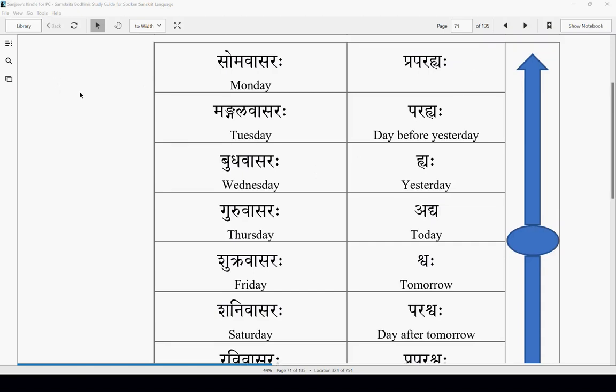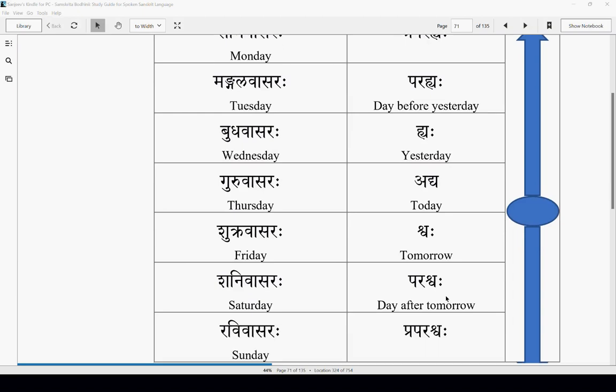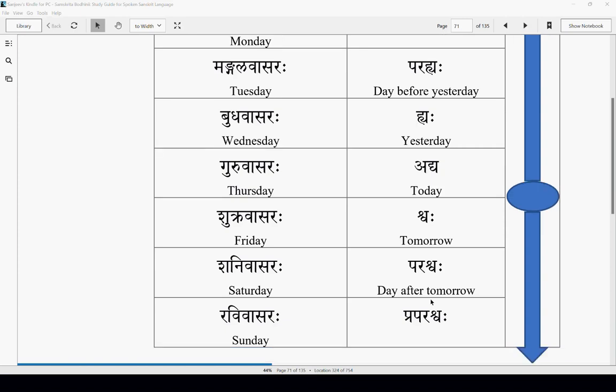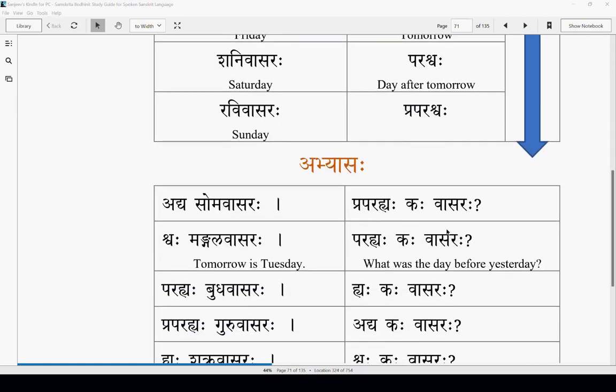Similarly, you can shuffle these and then try to practice, like Adya Shanivasaraha. Shvaha Kaha Vasaraha. Bhanuvasara. Shvaha Bhanuvasaraha. Hyaha Shukravasaraha. Adya Shanivasaraha asti. Shvaha Shukravasaraha. Hyaha Shukravasaraha. Asit. So you can try this. Some exercises are here, similar to that. Do that.